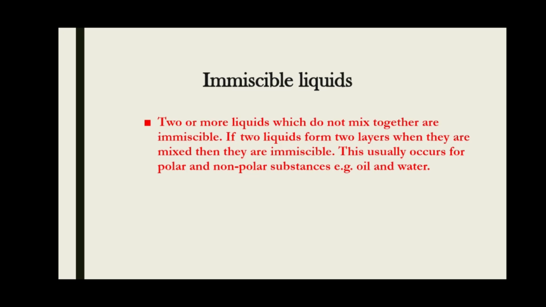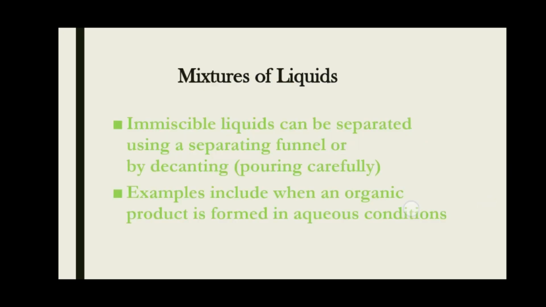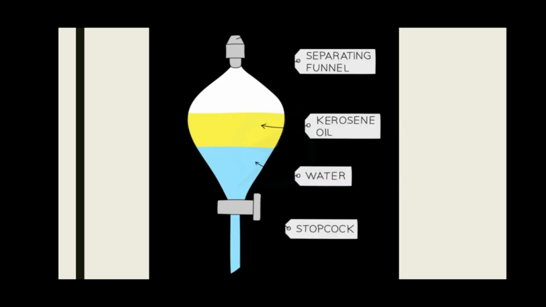I'm going to show you the diagrammatic representation of that too. Immiscible liquids can be separated by using a separating funnel or by decantation, pouring carefully. Examples include when an organic product is formed in aqueous conditions. Decantation, we are going to discuss that in a moment. So here is a diagram of a separating funnel, and the example is that I'm pouring my kerosene and water.